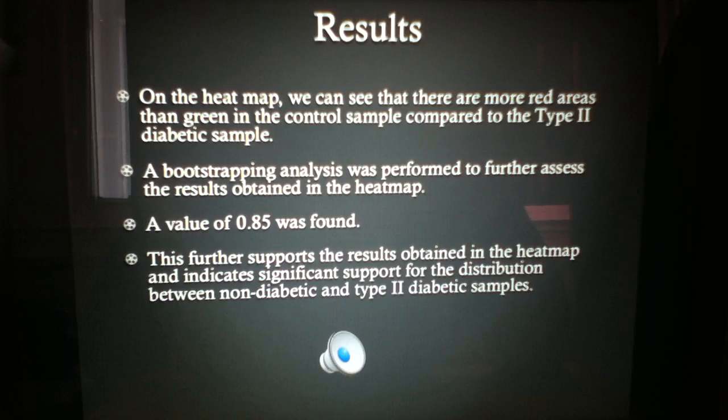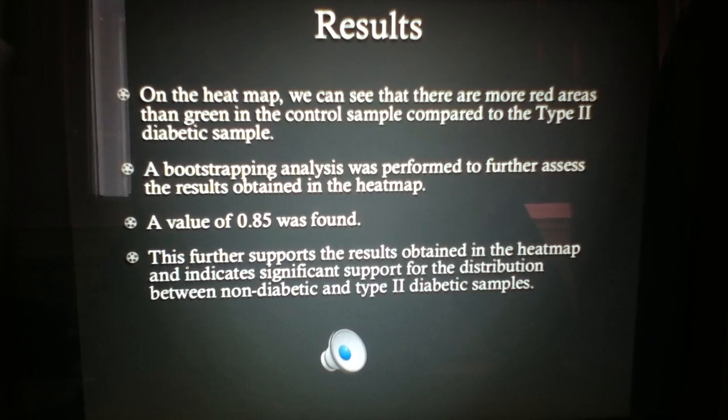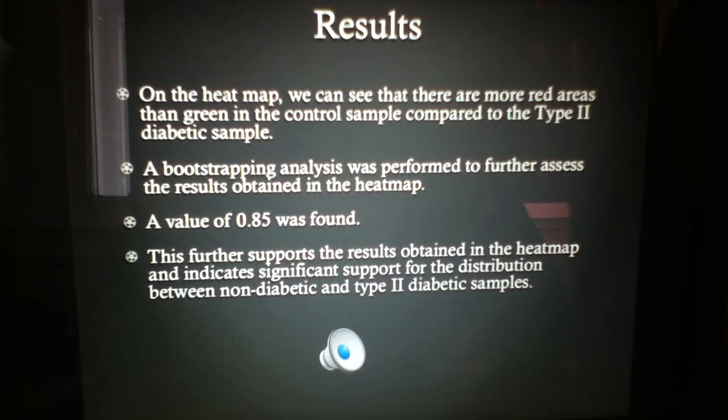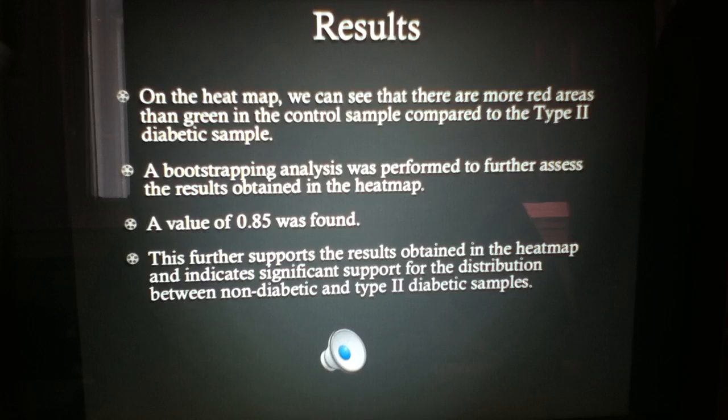A value of 0.85 was found. This further supports the results obtained in the heat map and indicates significant support for the distinction between non-diabetic and type 2 diabetic samples based on the analysis of the CpGs contained in the filtered dataset.